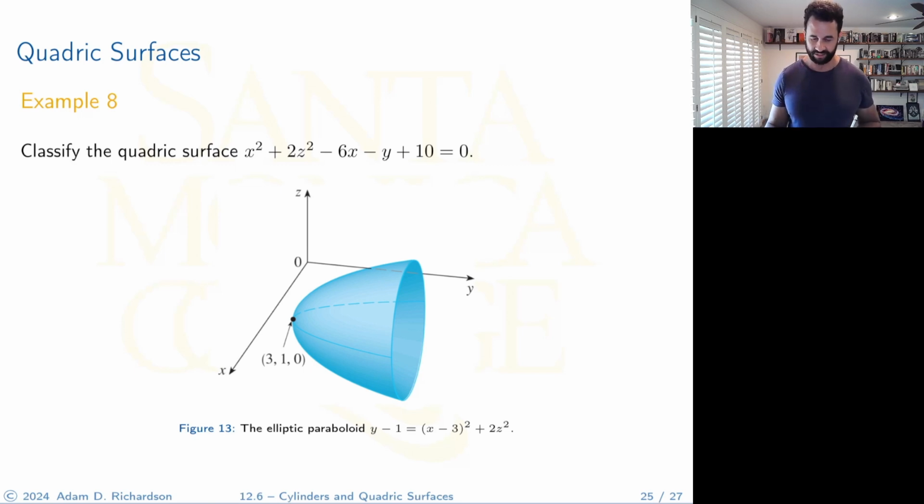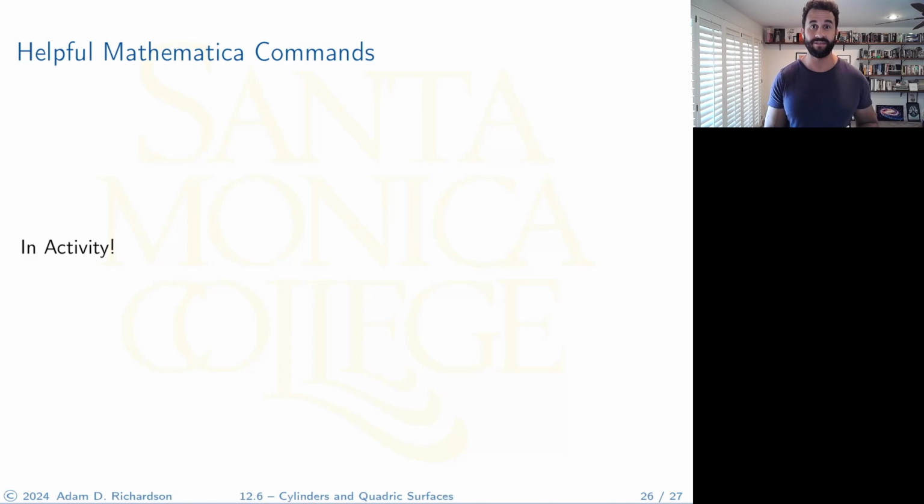What's left is some helpful Mathematica commands, but we're going to do that in activity. Some of the Mathematica commands that we're going to use for this section, I didn't want to spend a bunch of time on them because you're going to be able to do them in activity anyway. But things like ContourPlot3D. There's another one that I'll teach you which lets you display different graphics. So what we're going to be able to do in activity is look at the different traces, or I should say the contour maps, and then look at the actual 3-dimensional versions of these objects.